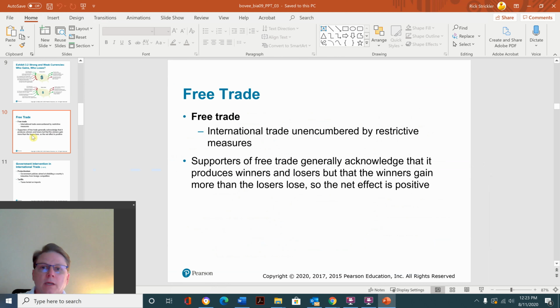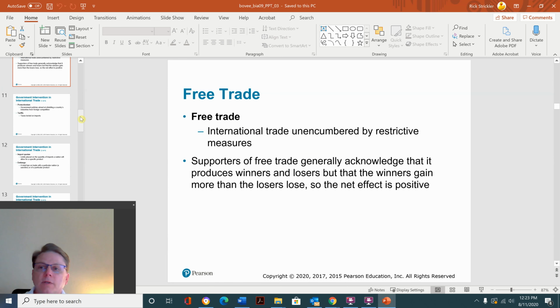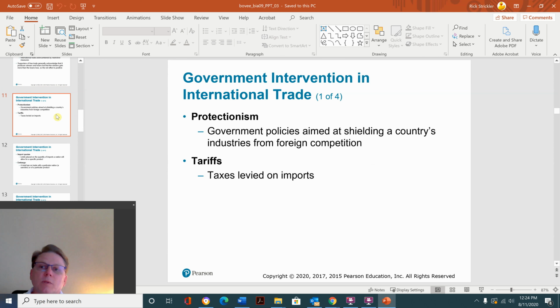Free trade means that there are no encumbering restrictions between countries. Okay, so NAFTA, what used to be NAFTA, tried to create that. There are a lot of other ones all around the world that have free trade agreements so that the exports and imports don't have any restrictions on them, and you can do free trade. Protectionism is when government policy is aimed at shielding a country's industry from foreign competition. Tariffs levied on imports is one protectionist device.